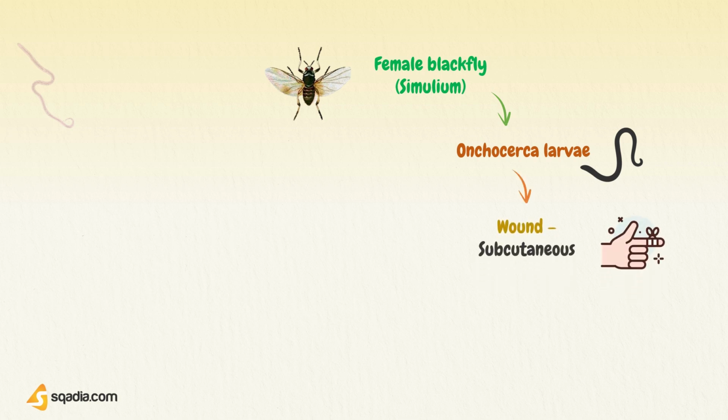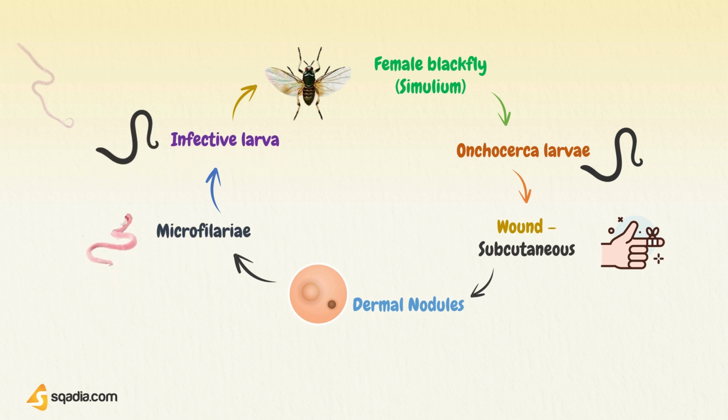The larvae enter the wound and migrate into the subcutaneous tissue, where they differentiate into adults, usually within dermal nodules. The female produces microfilariae that are ingested when another blackfly bites. The microfilariae develop into infective larvae in the fly to complete the cycle. Humans are the only definitive hosts.